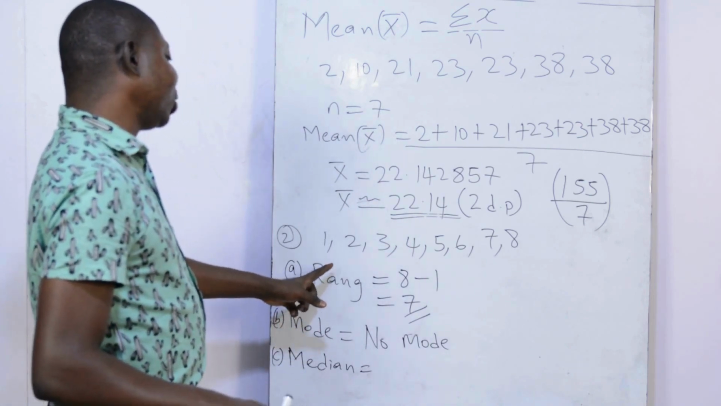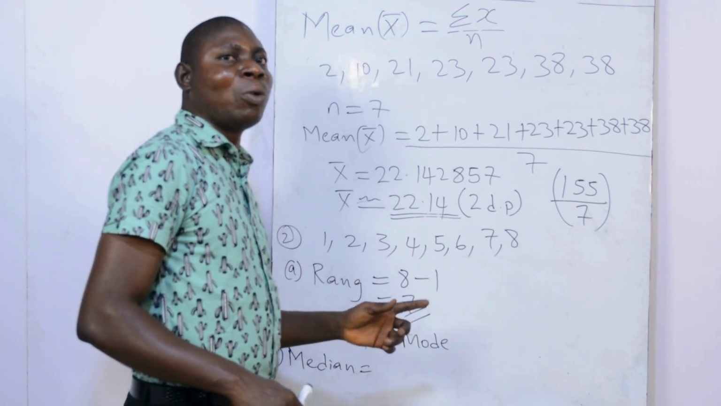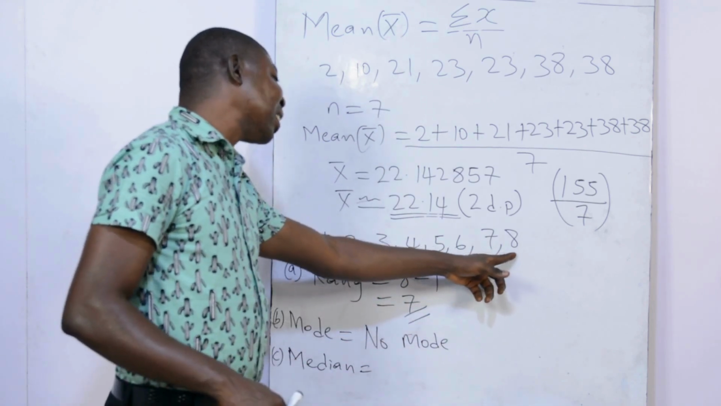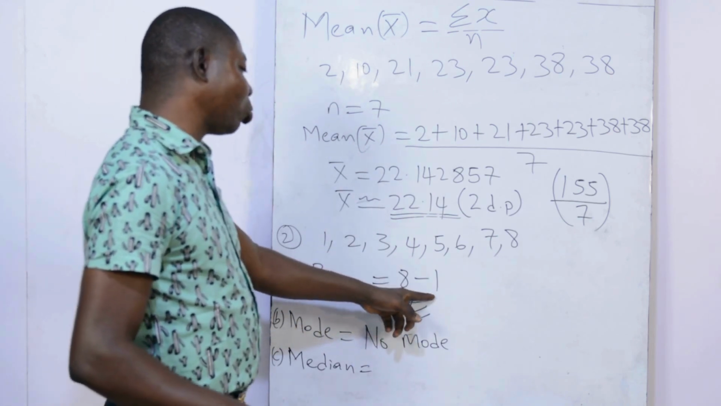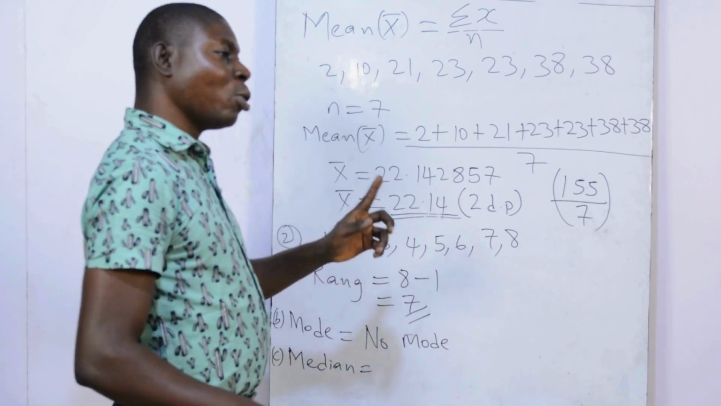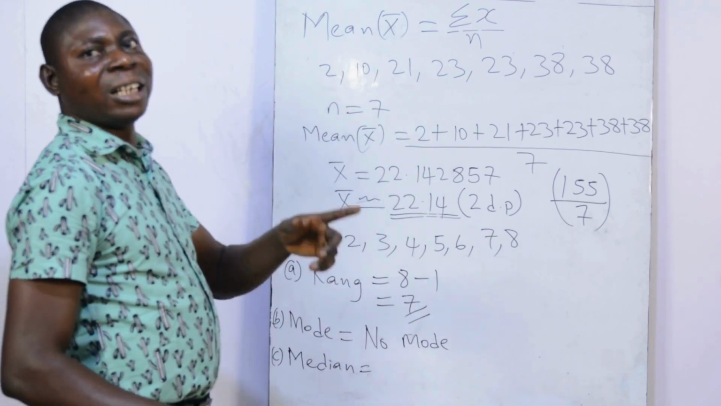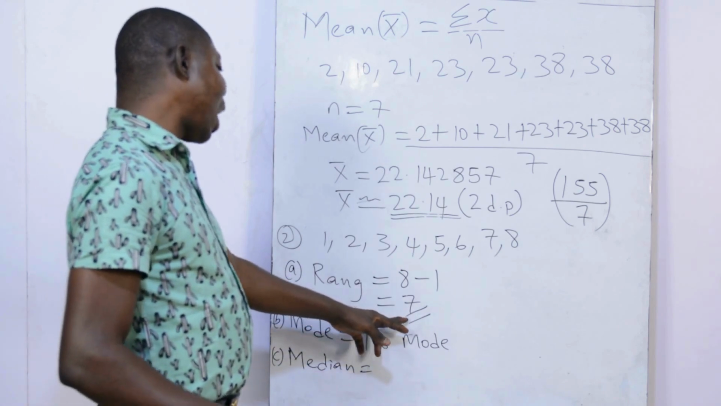Now, range. Range is the highest value minus the lowest value. 8 is the highest, while 1 is the lowest. That is 8 minus 1. You will get 7. That's the range. So don't forget, if you want to calculate range, it is highest value minus lowest value.